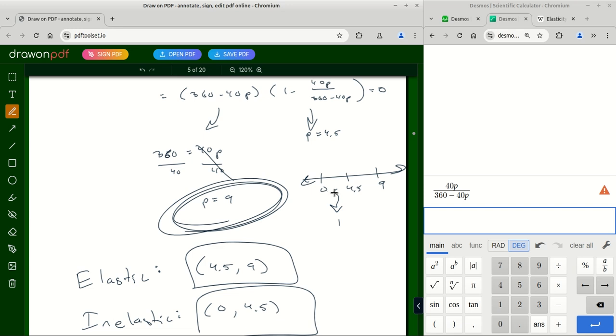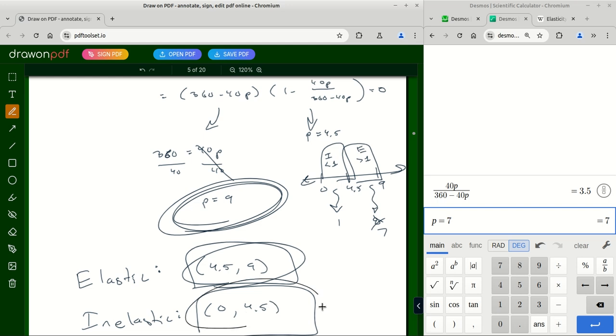A number between there is 1. Another number is 8. I don't like 8, I want 7. Oh, it doesn't matter, you can choose 5. But I'm going to say p equals 1. And what we're getting here is something that's less than 1, which means that's the inelastic, if you go back up to the top. Now, if I plugged in a 7 or an 8, I'm getting something that's greater than 1, and that's the elastic. So this chunk here is the elastic, and this chunk here is the inelastic.